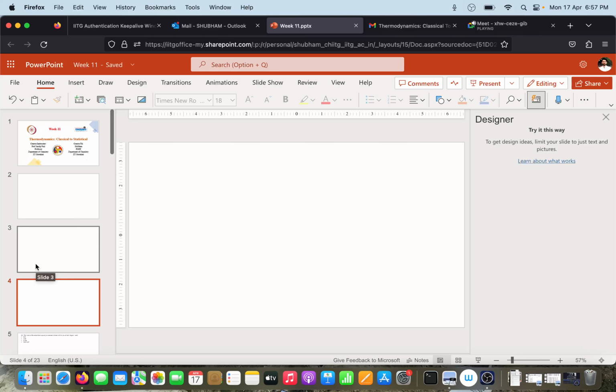Temperature T1 is given as 750 Kelvin. T2 needs to be calculated. Volume V1 is given as 1 decimeter cube. V2 is given as 10 decimeter cube. So by putting the values, we can simply get the answer.